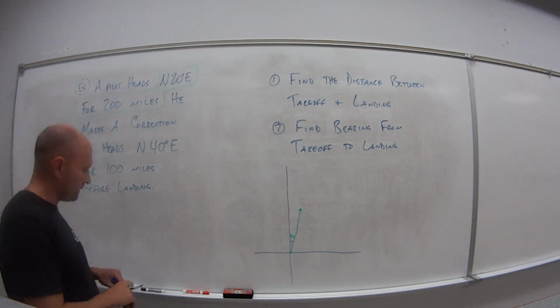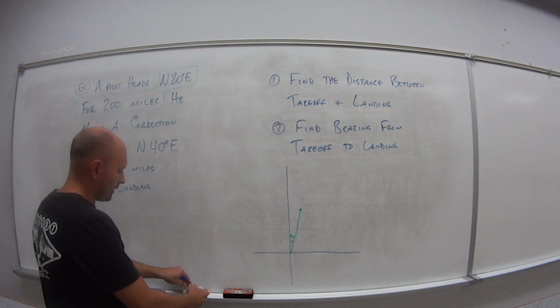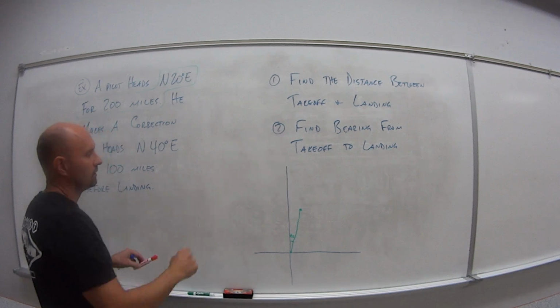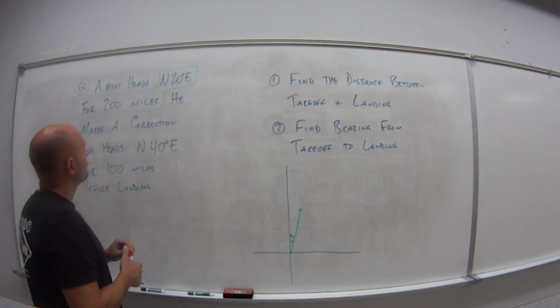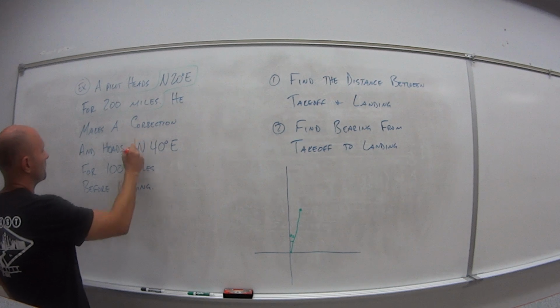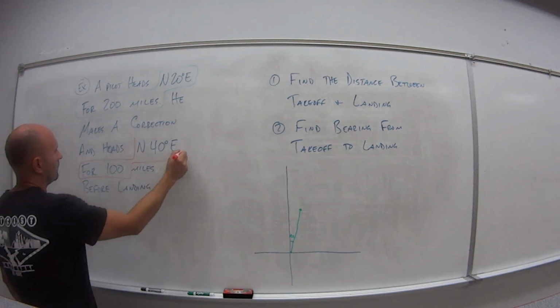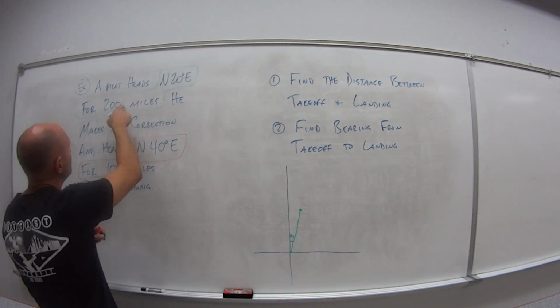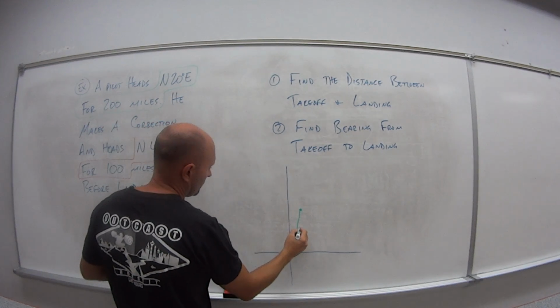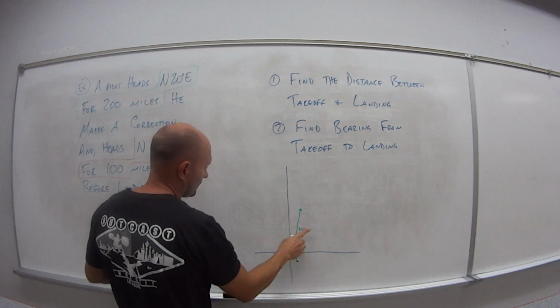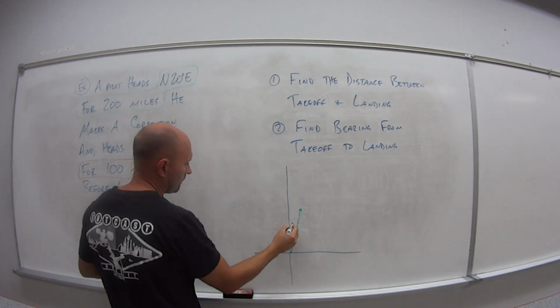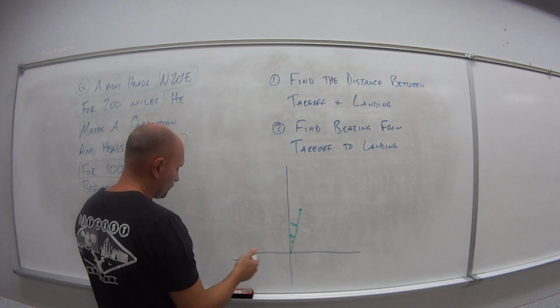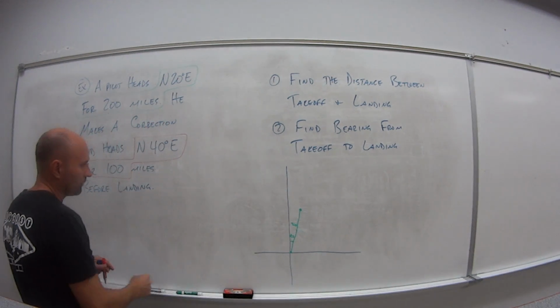At this point, he realizes, oops, I screwed up. I should have actually been heading a little more to the right. So he changes his course. And actually let me put on here that the length of this one is what? It's 200 miles, right on the outside here. So north 20 degrees east for 200 miles.